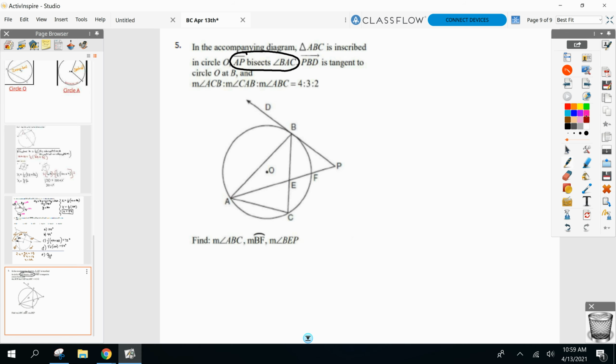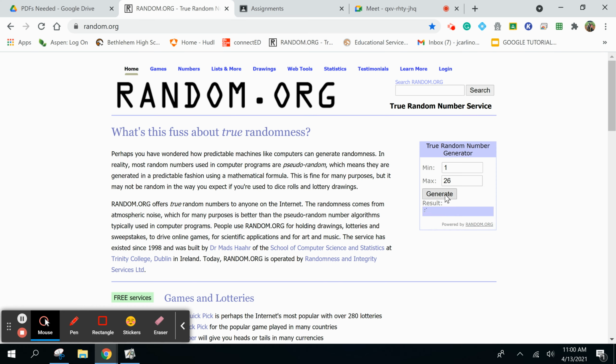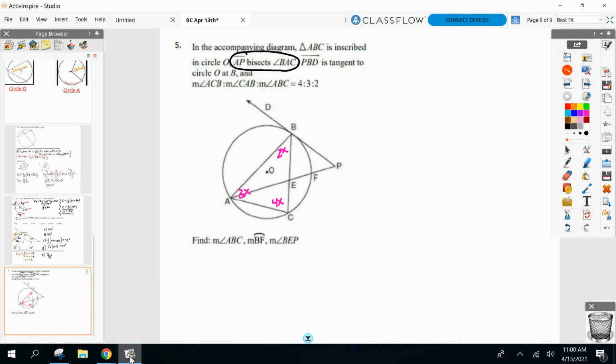We've been down this road already. So ACB is 4x. CAB, the angle that's getting bisected, is 3x. And ABC is 2x. All right, let's start. What can you do with those three? If I want to find the value of x, what are you doing with those three angles? You're going to add them all together and then divide 180.